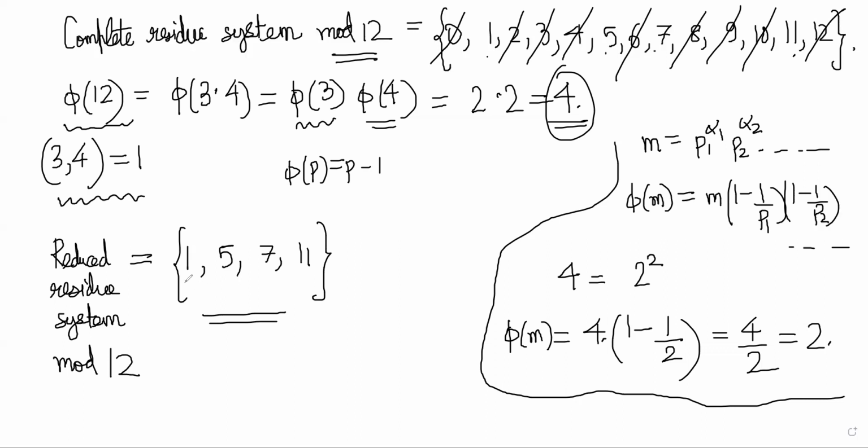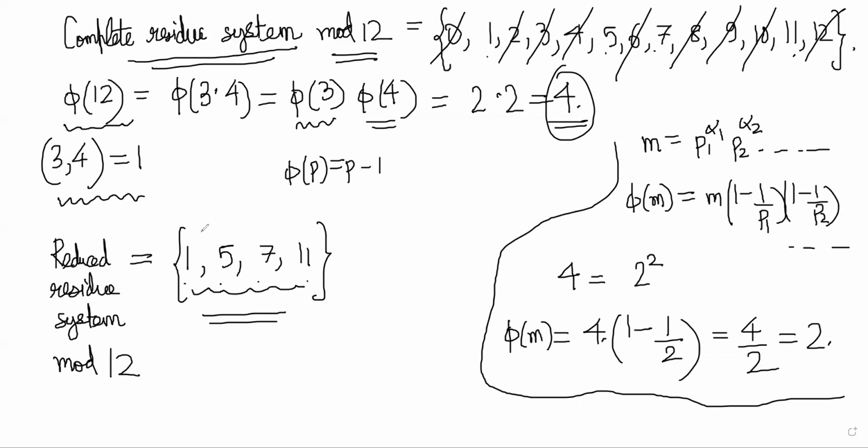You can notice that all 4 of these are not congruent to each other. They are all co-prime to 12, and they are a subset of the complete residue system, right? So that is the idea of this reduced residue system.